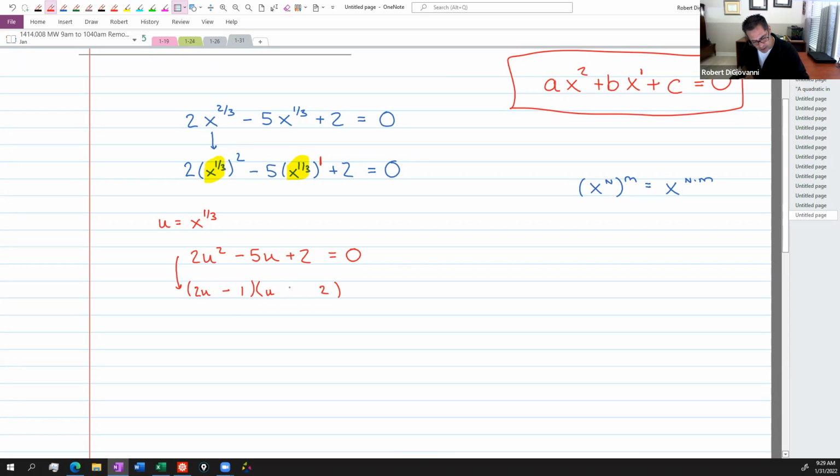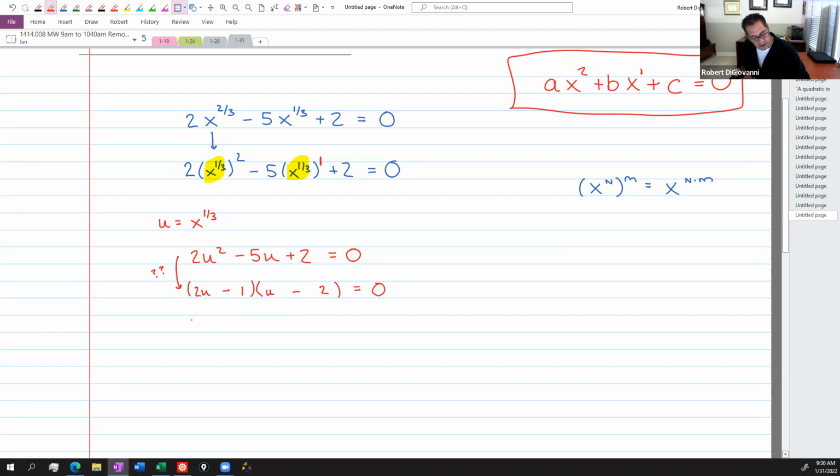I think that works. Let me see. We get 2u squared, we get minus 4u, minus 1u, that's minus 5u, and then plus 2. Yeah, that works. So again, I'm not showing this step, because that's a prerequisite topic for the course, right? So I'm not expecting that you would do that automatically, but I expect that you could get that. All right.